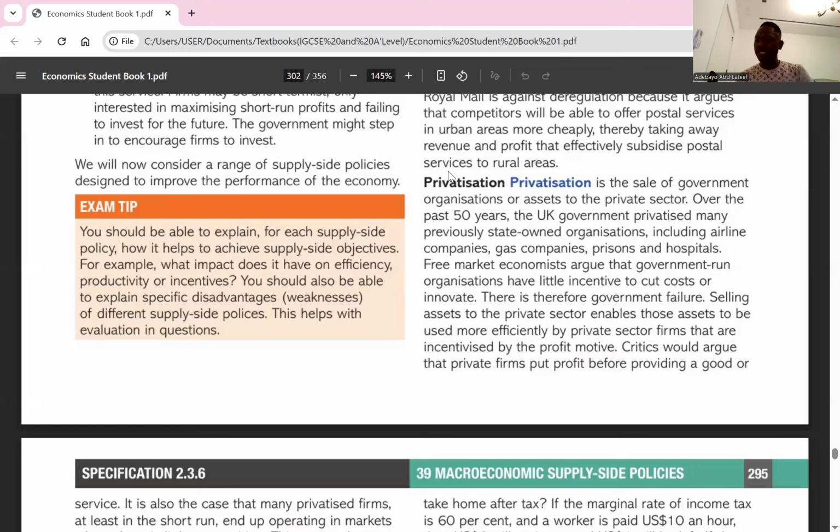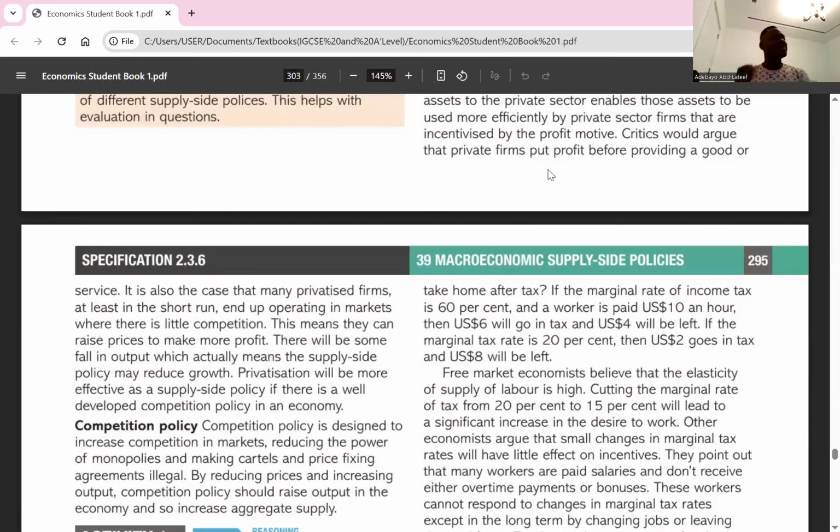However, critics would argue that the private sector firms put profit before providing a good or service, as they may reduce output to raise prices in order to make more profit. So the criticism about the private sector is that most of the time, they put profit ahead. So that's why there's rationalization. They want to sell to those who can afford them. So for them to do that, because they have more power, because there's deregulation, it allows them to decide whatever they want to do with output in order to make profit. So one of the things they could do is reduce output.